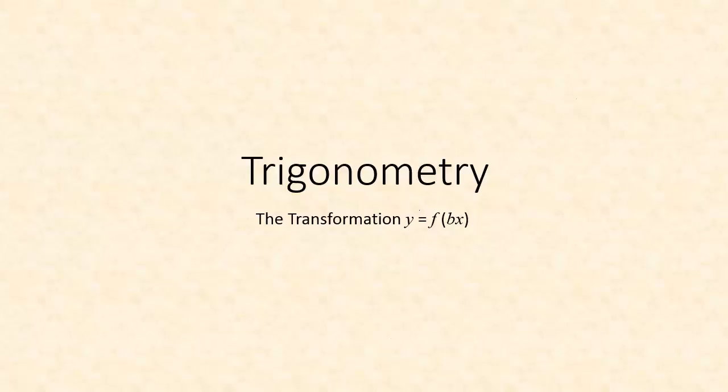the transformation y equals f of bx, with the b multiplying the x inside the bracket here. We know this is a horizontal dilation of scale factor 1 over b. So we're going to use Autograph again, and we'll look at just the sine and the tangent because the cosine is just like the sine.